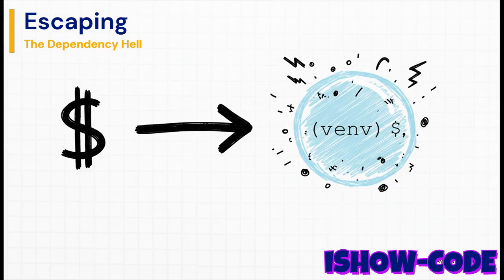Your terminal prompt is going to change. It's going to have venv right there at the beginning. This is your constant reminder that you are now safe. You're working inside your project's isolated bubble. Anything you do with Python or pip now is totally contained.